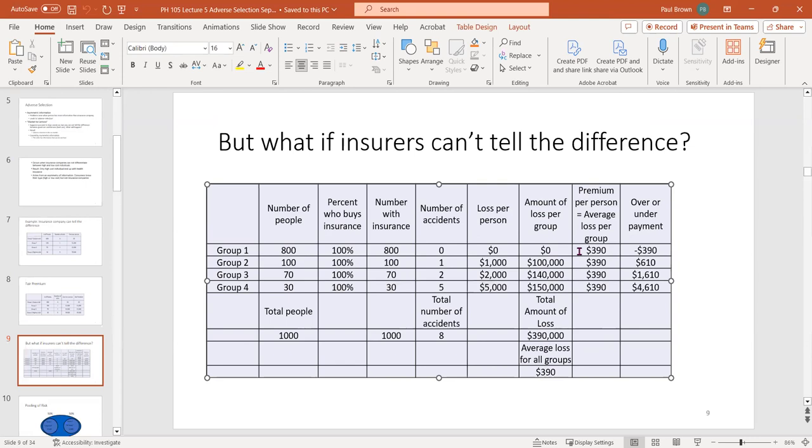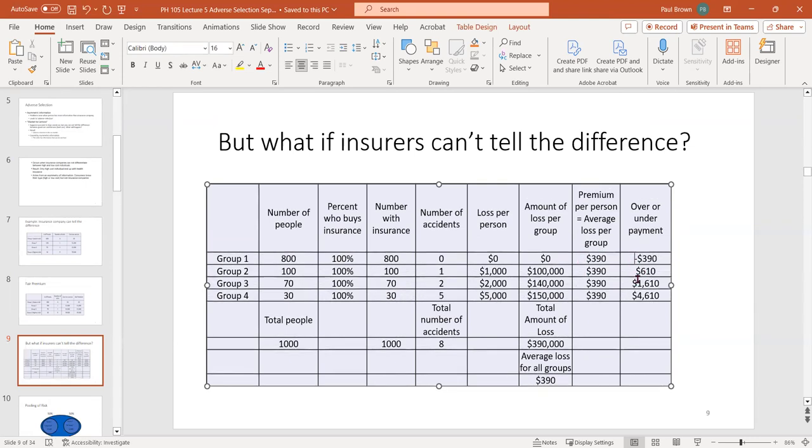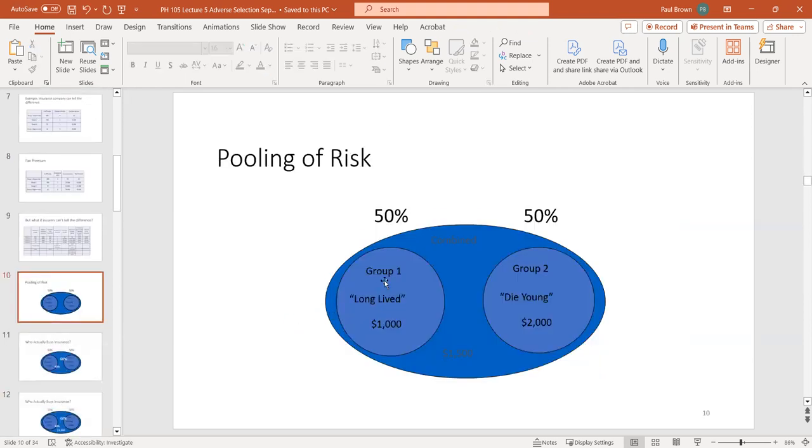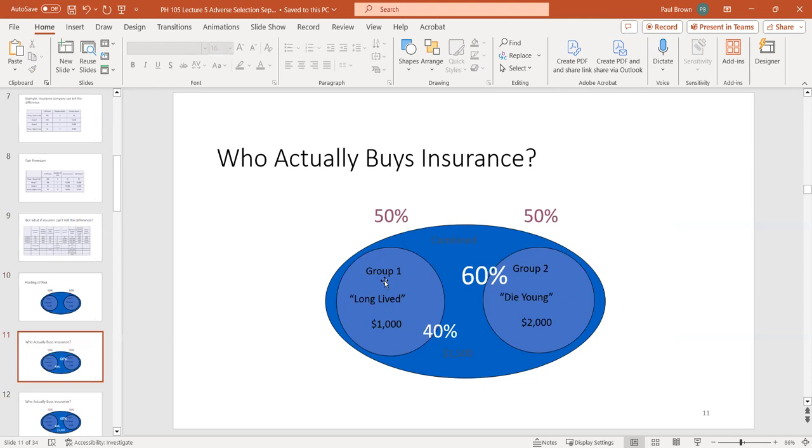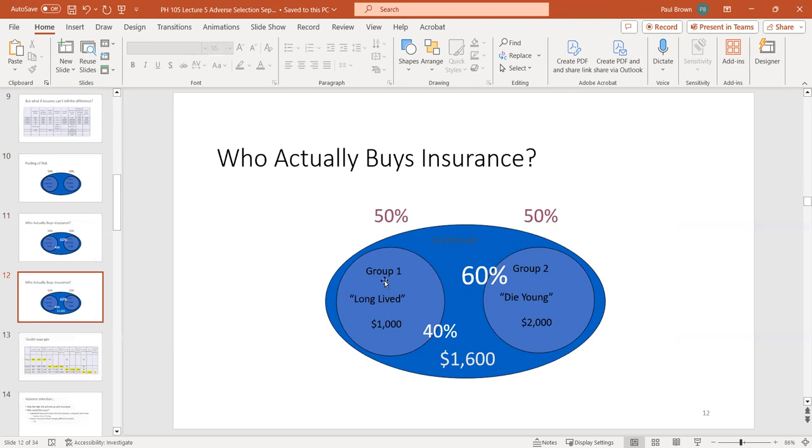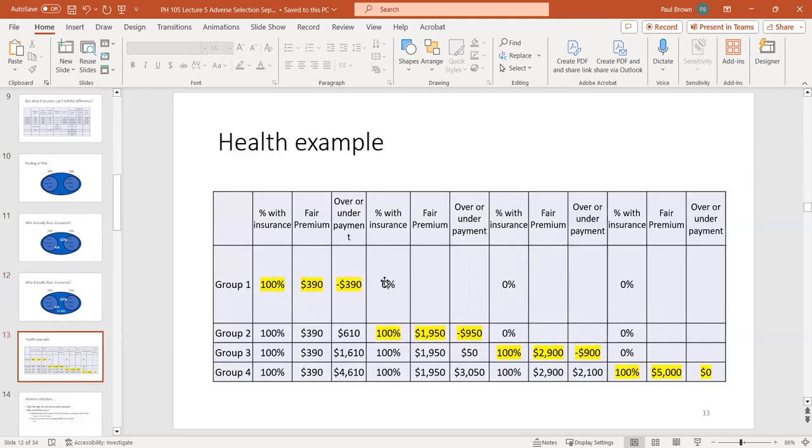So what happens in this case is, here's the over or underpayment, this last column. These people are paying $390 more than what it cost them. These people are paying $4,000 less than it cost them. So what happens is that people start to drop out. And as they start to drop out, that means that the only people left are basically the high-risk type of people. So this is what the death spiral looks like.